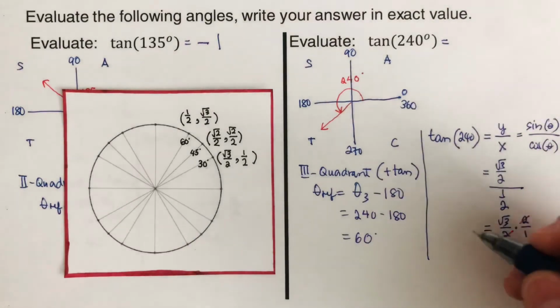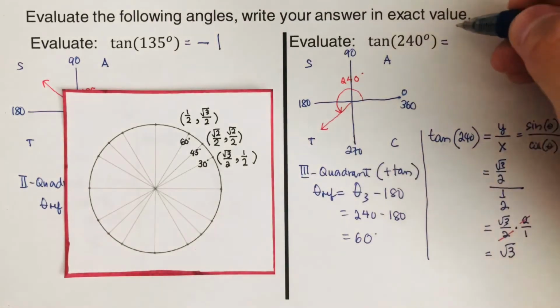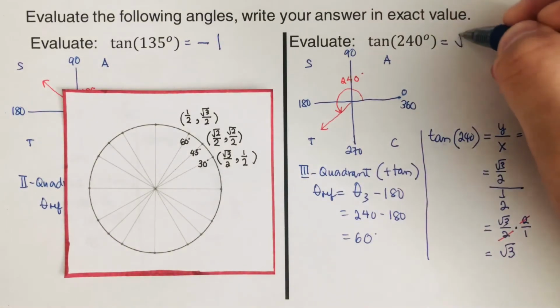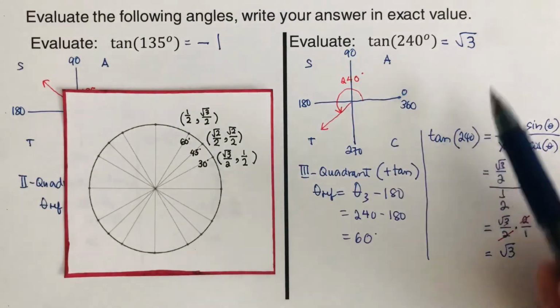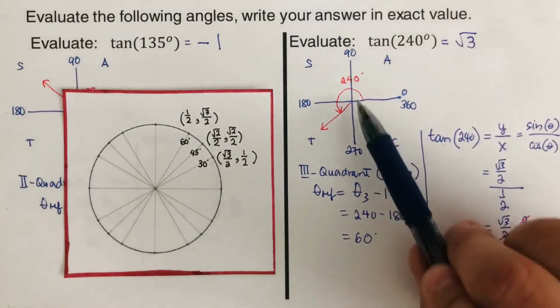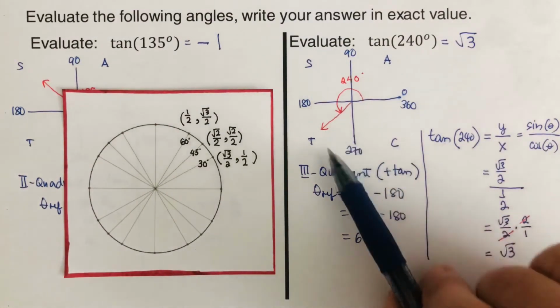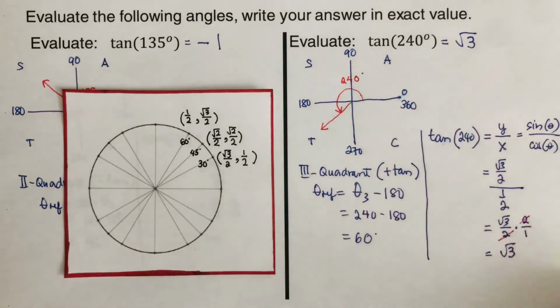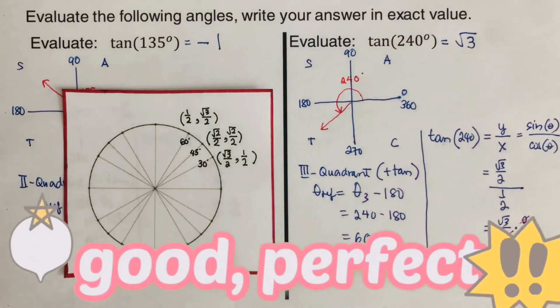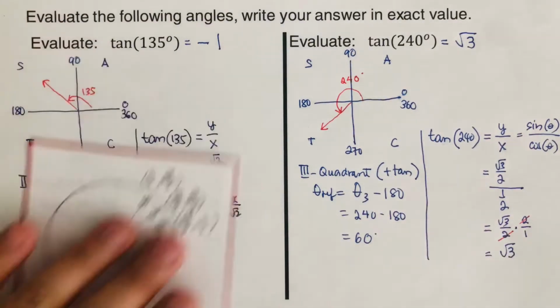So the final answer for tangent 240 is actually square root of 3 because that's over 1. So I can go ahead and write this as square root of 3 right here. So this is the value for tangent 240. Again, it's positive because 240 is located on the third quadrant, and in the third quadrant, the tangent is positive. Did you get the same answer as this? Good. Perfect. Now let's move on to the next example right here.